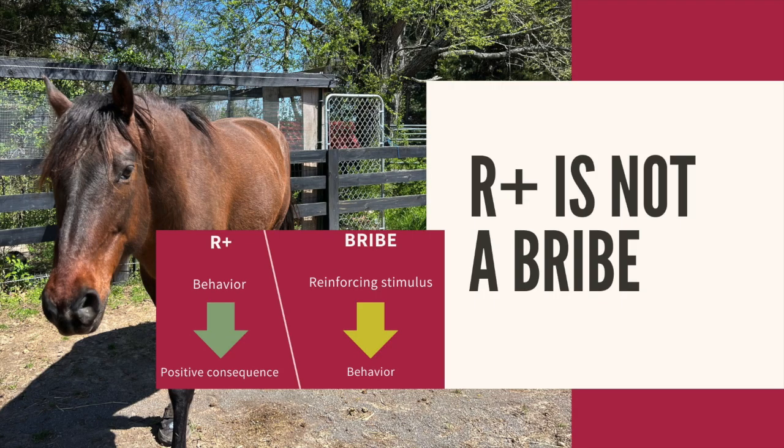All right, so before we wrap this up, I just want to make a little note about bribes, because I have a feeling there are some of you out there who are having this thought. Positive reinforcement training is not the same as a bribe. So with positive reinforcement training, we are pairing the behavior which comes first with a positive consequence, in this case, food. With a bribe, the reinforcing stimulus comes first. So the food is presented first in order to elicit the desired behavior. So the order of things is flip-flopped.